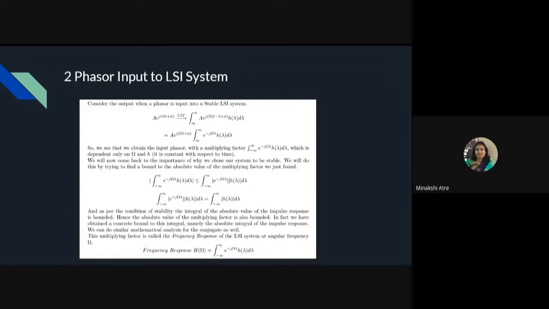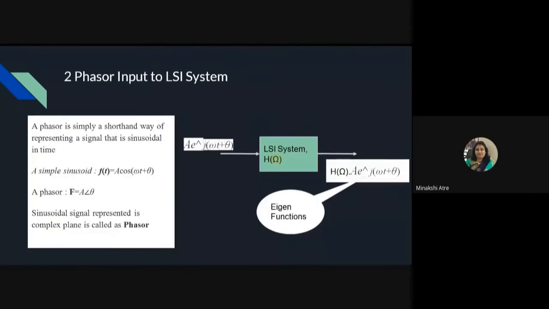Next slide please, Manisha ma'am. When we talk about the phasor given to the LSI system, the schematic representation shows us this A into e raised to j omega t plus theta coming out of the system with this H of omega. Whatever we have given as an input comes out as it is. Further, we will be calling this an eigenfunction.